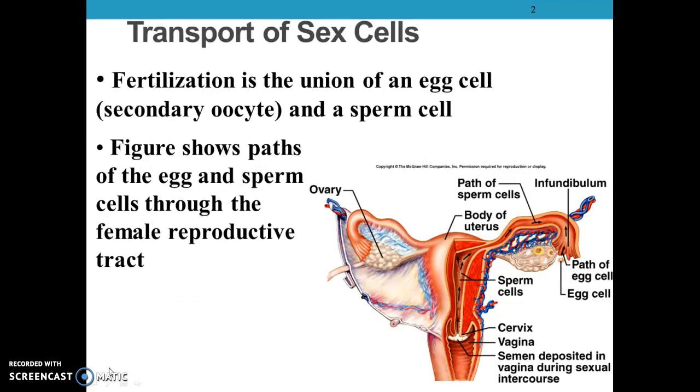Okay, so transport of sex cells. We're going to pick up right where the reproductive system left off. It says fertilization. That term is the union of an egg cell. And remember that the technical term we had for egg cell was a secondary oocyte. So it's the union of a secondary oocyte and a sperm cell. When they combine with each other, that is fertilization. It says this figure shows the path of the egg cell and the sperm cell through the female reproductive tract.